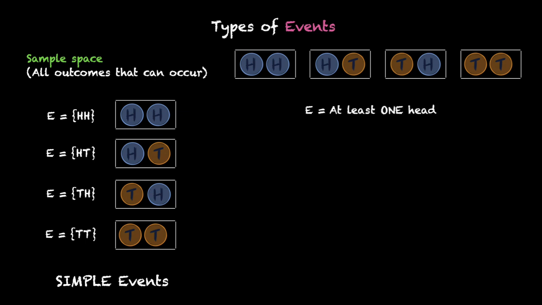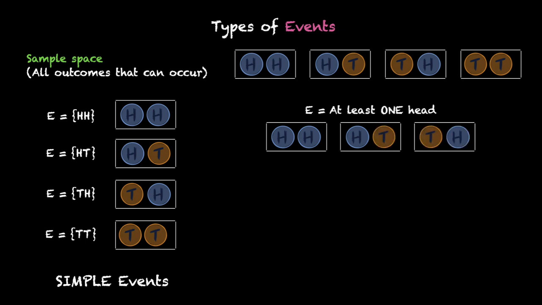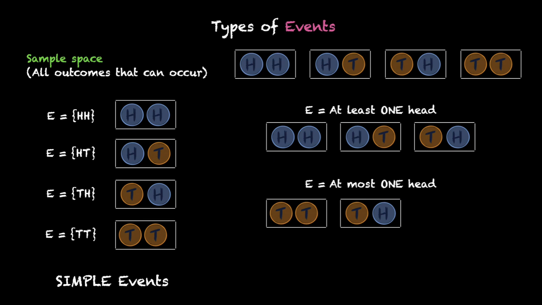Let's look at a few more. We have an event which says at least one head. Now to get at least one head, we need either both heads, the first one head or the second one head. Another example, at most one head. Now for at most one head, we need either 2 tails or the first one tail and the second one head or the first one head and the second one tail. That's how you get at most one head.